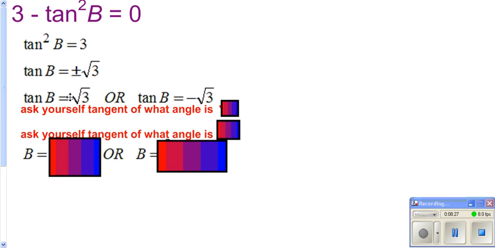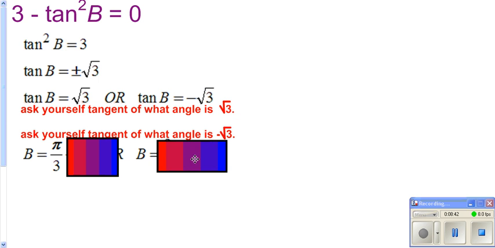Since you got your trig function by itself, you could say, okay, tangent of what angle is root 3? That's one you're supposed to have memorized. And so then you end up getting this. Then you ask yourself, okay, tangent of what angle is negative root 3? And you say, oh, well, that's 2 pi over 3.